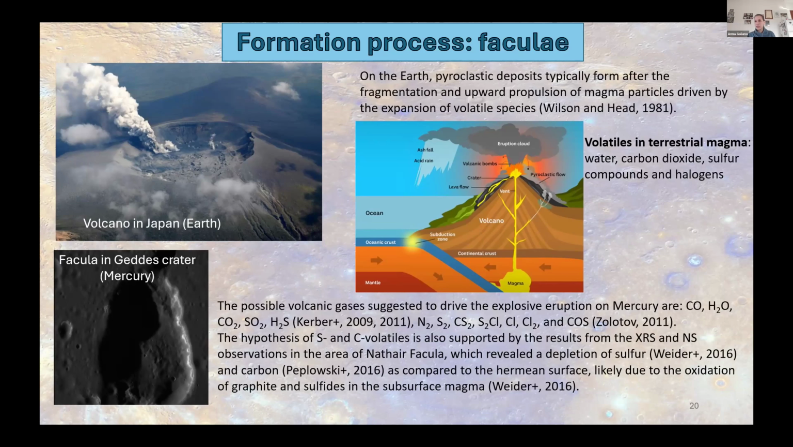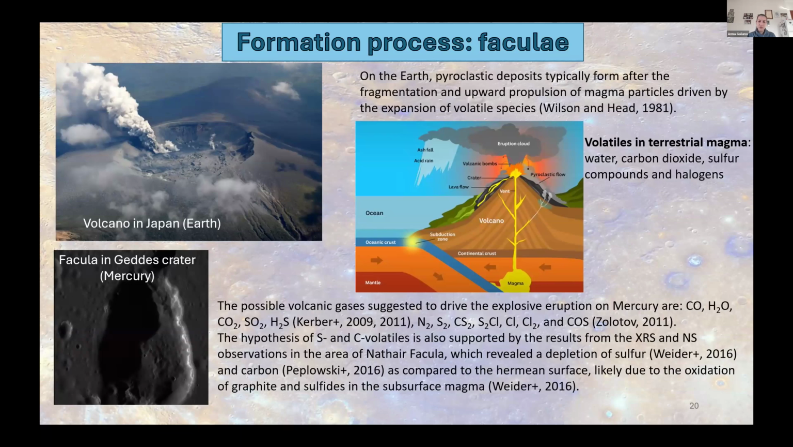So the magma particles and rocks deposit around the vent. On the Earth, the volatiles that are in the terrestrial magma and that are responsible for this eruption are water, carbon dioxide, sulfur compounds, and halogens. On Mercury, the possible volcanic gases are made of carbon and oxygen, but also sulfur and chlorine and neutron.